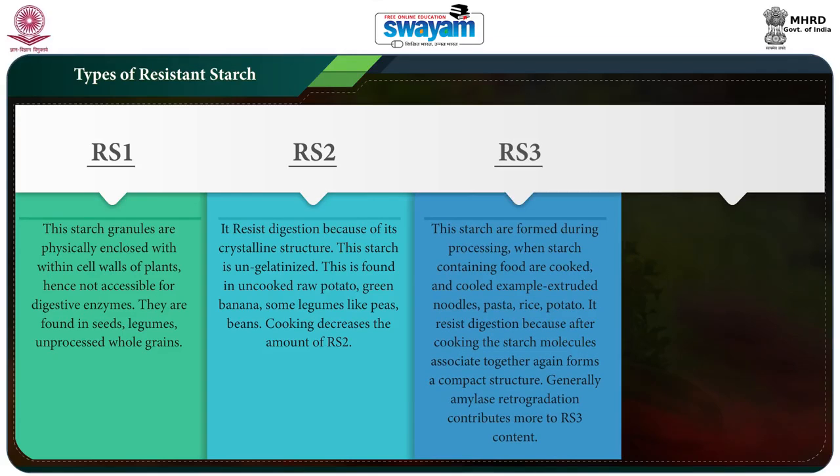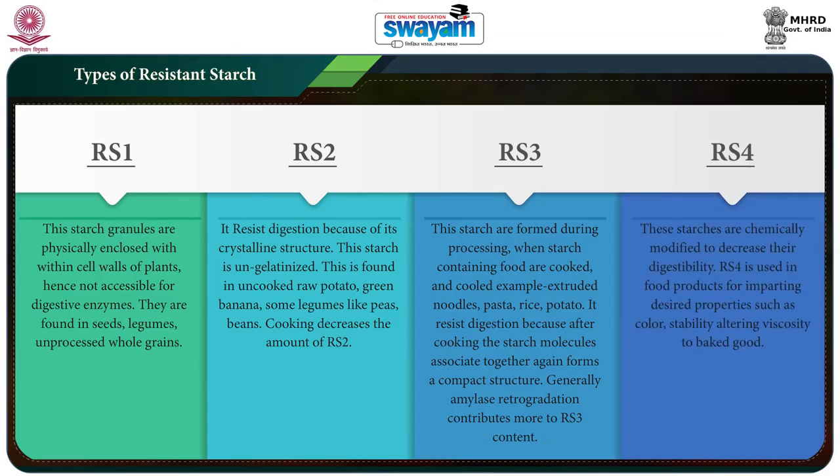The third type is RS3. This starch is formed during processing when starch-containing foods are cooked and cooled, for example extruded noodles, pasta, rice, potato. It resists digestion because after cooking, the starch molecules associate together again and form a compact structure. Generally, amylose retrogradation contributes more to the RS3 content of the food.